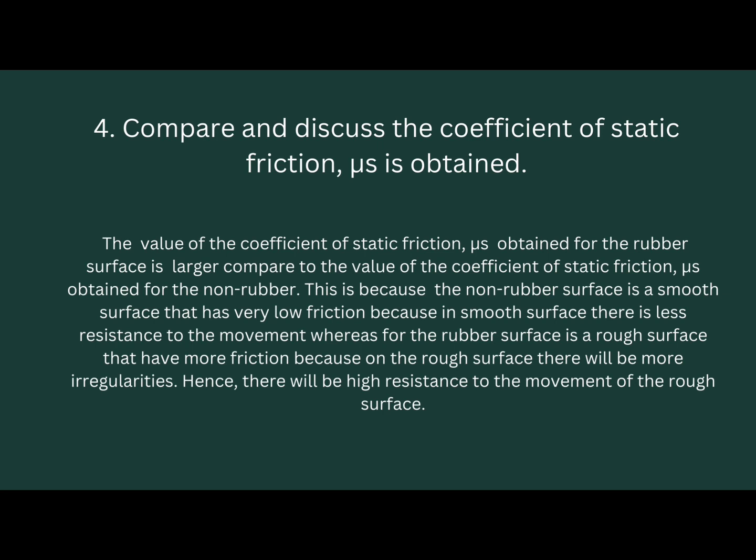For analysis 4, compare and discuss the coefficients of static friction obtained. The value of the coefficient of static friction obtained for the rubber surface is larger compared to the value obtained for the non-rubber surface. This is because the non-rubber surface is a smooth surface that has very low friction, because in a smooth surface there is less resistance to movement, whereas the rubber surface is a rough surface that has more friction, because on the rough surface there will be more irregularities. Hence, there will be high resistance to the movement on the rough surface.